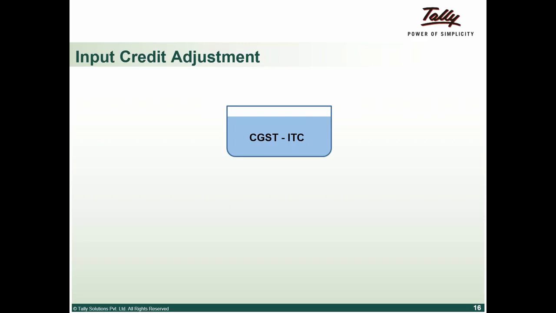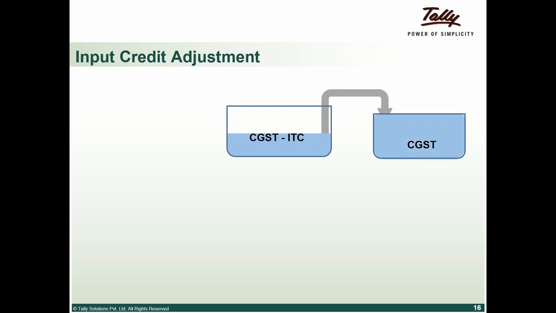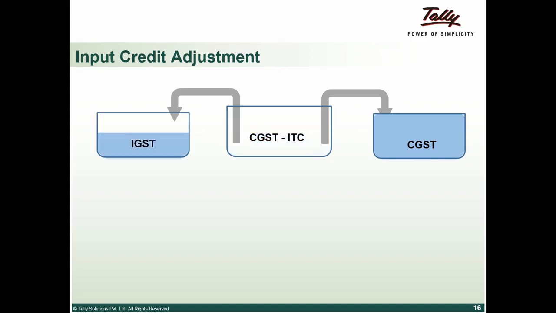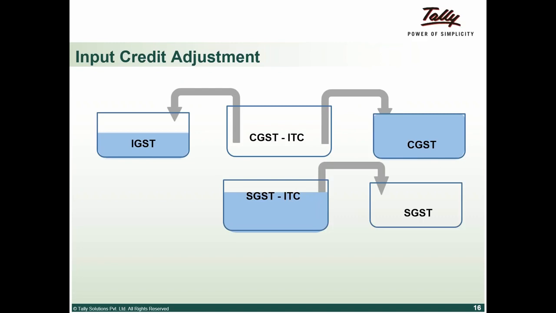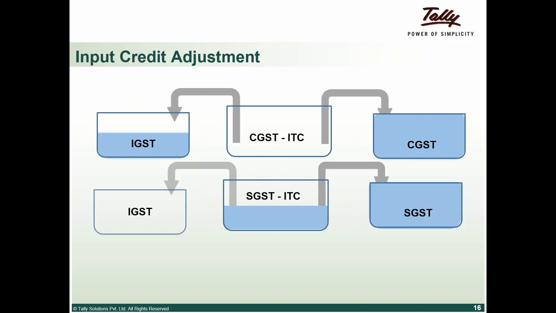Obviously I have to set off against my CGST liability, right? So I will set off against my CGST liability, and if there is additional ITC after setting off my liability, I can now set it off against IGST liability. This is the order in which you need to set off your input tax credit. Now SGST: yes, first set off against the SGST. Any excess SGST that is available, you can set it off against IGST, right?